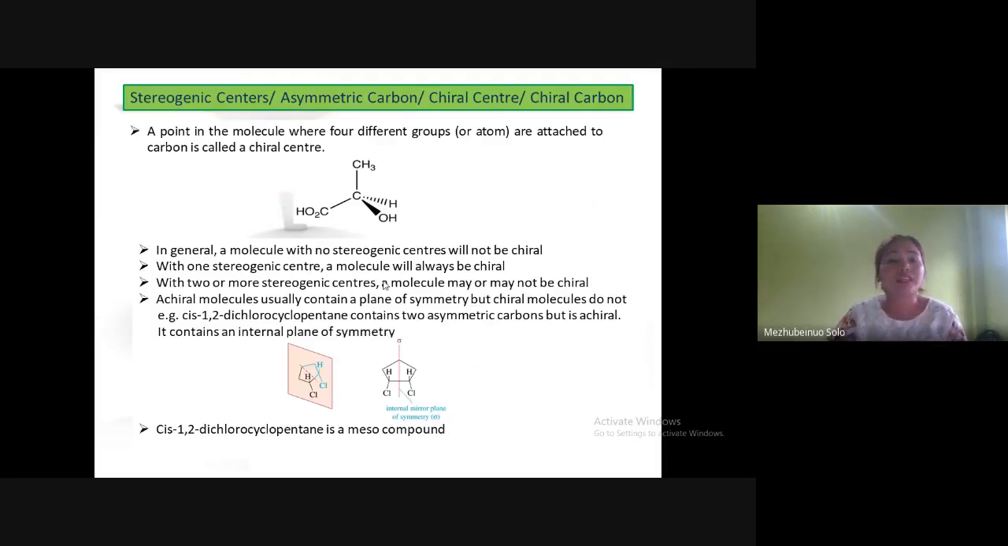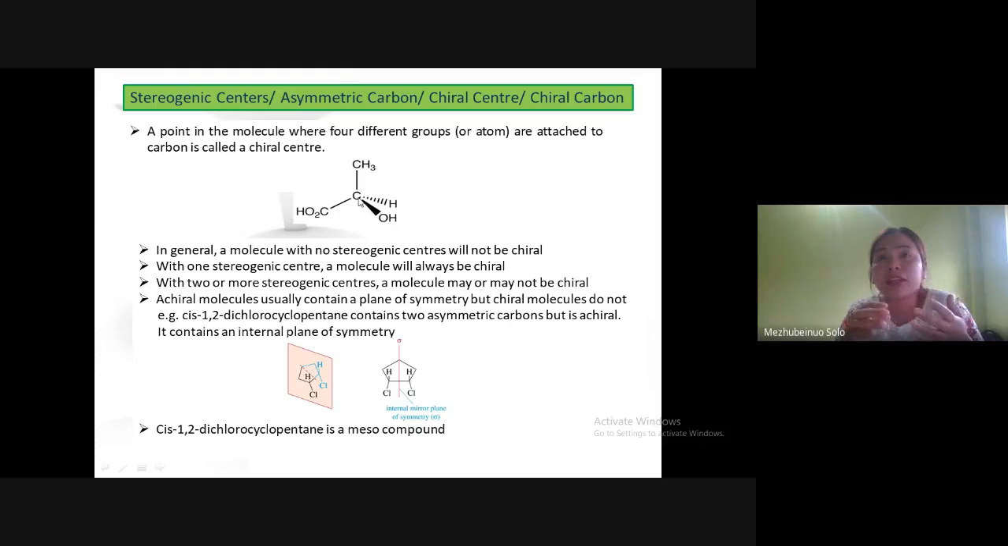Now coming to the chiral center. See, a chiral center is a point in a molecule where 4 different groups are attached to a carbon. So in this molecule, this is the chiral center where 4 different groups are attached to it. So in modern terms, this chiral center is also called a stereogenic center or an asymmetric carbon. So if a molecule has only one stereogenic center, it will always be chiral. But if a molecule has no chiral center, then it will always be achiral.